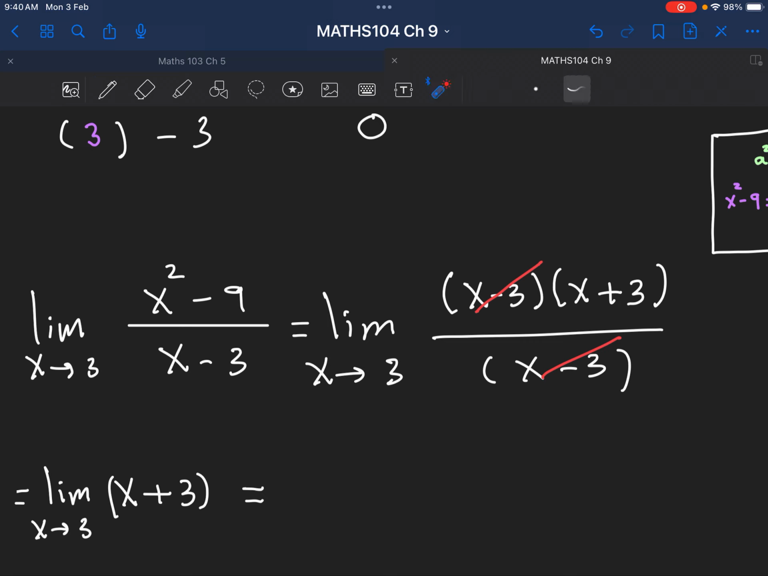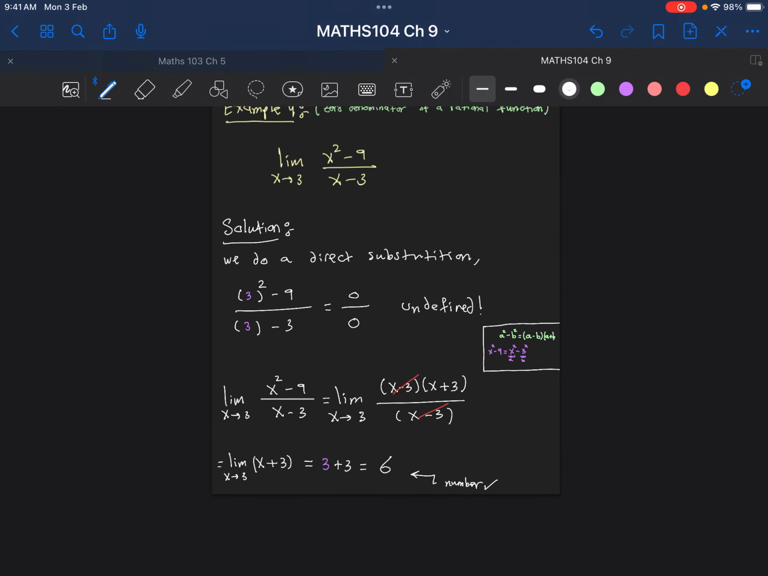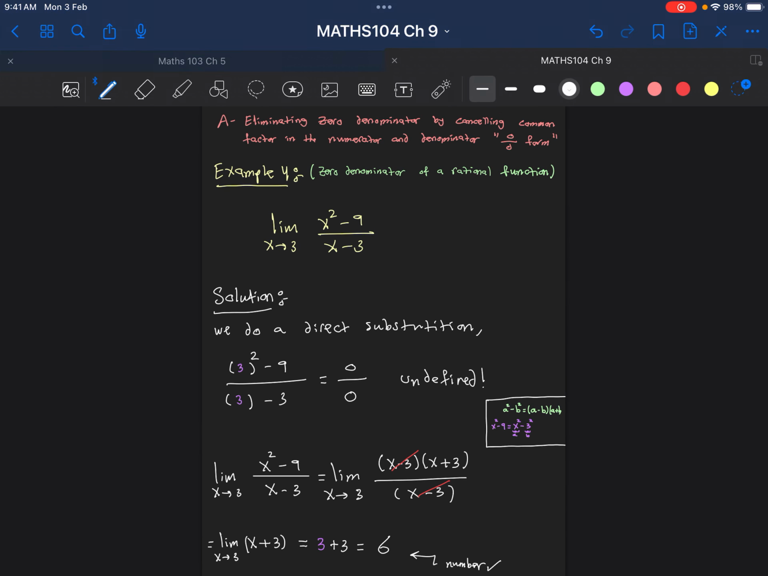Now, what we need to do next is direct substitution. So substitute x equal to 3. Do we get a number or not? That's the most important part. If we plug x equal to 3, we get 3 plus 3, and this is 6. Remember, this is a number. So we stop and we say that the limit is equal to 6. And that's how we solve this example. Let me go through it very quickly here.